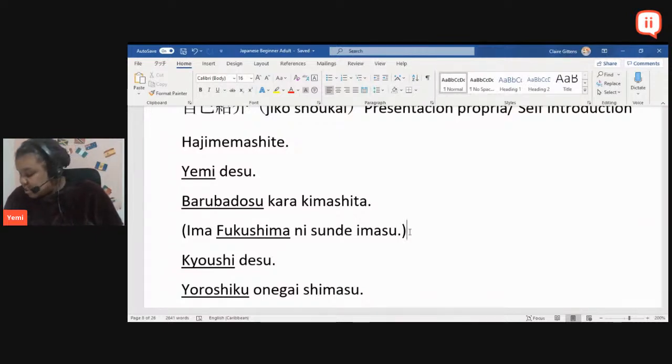Yoroshiku onegaishimasu, okay? Yoakimu says programmer desu. Sylvia says patissier. Oh, patissier. So patissier is straight from French, okay? Makes cakes and desserts. Very popular job. Actually, I think it's the most popular job for elementary school girls, they all want to become patissiers. It's so popular here.